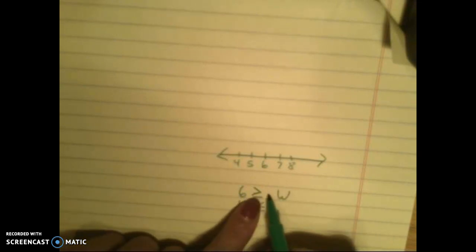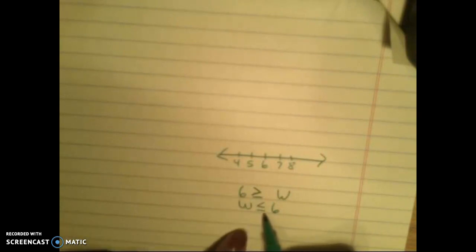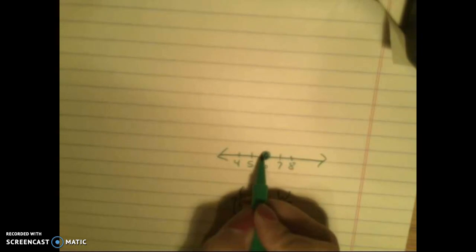So think, the less than sign is pointing to the W, the greater sign is pointing to the 6. It's still doing the same thing here. So I'm going to have my closed circle, and this is my correct answer right here. And then I will shade it this way.